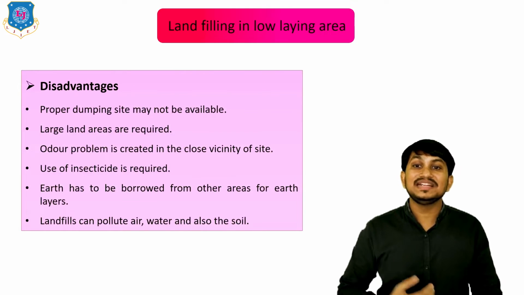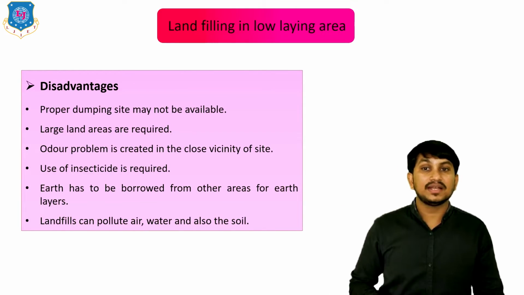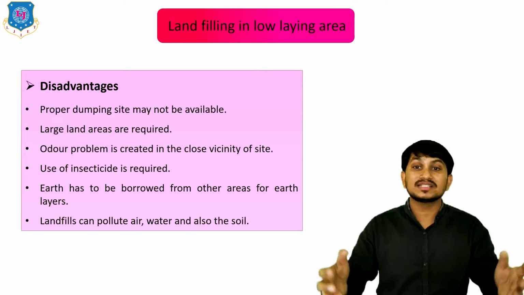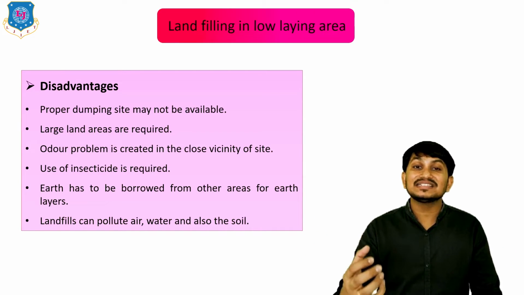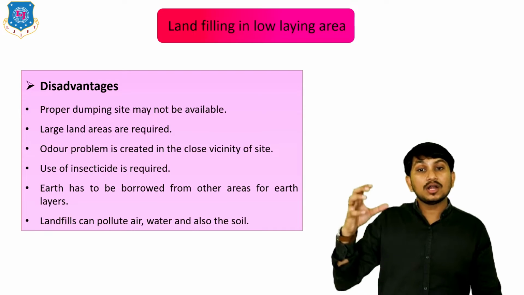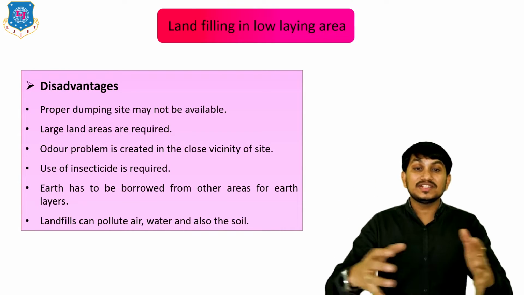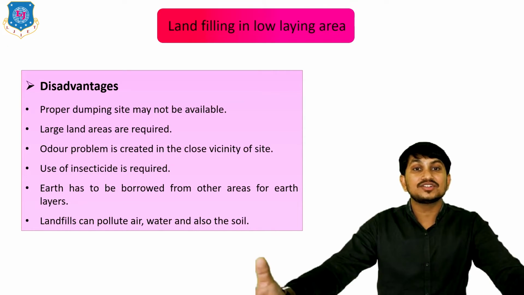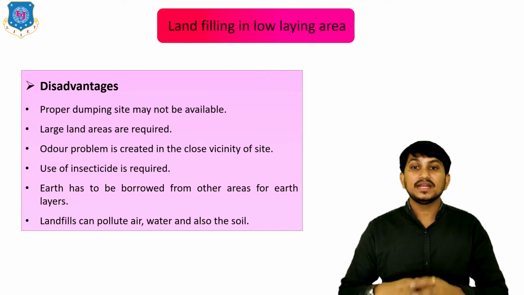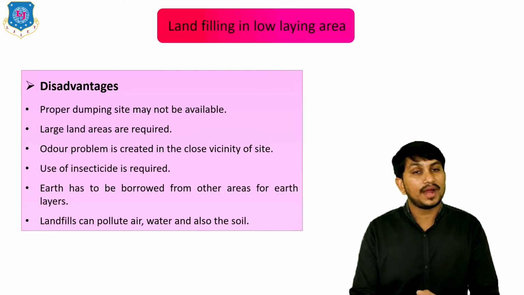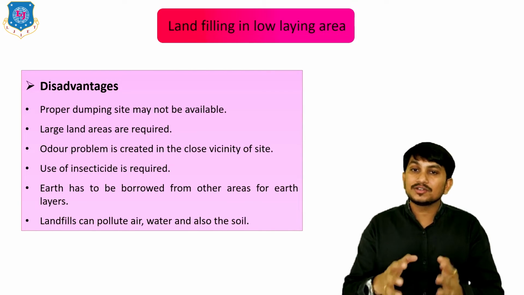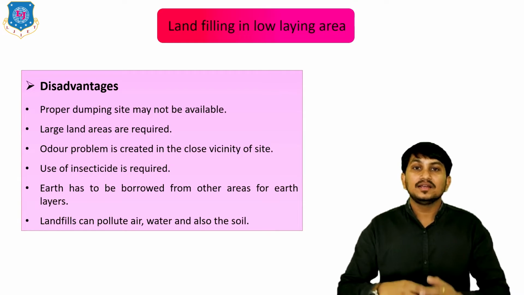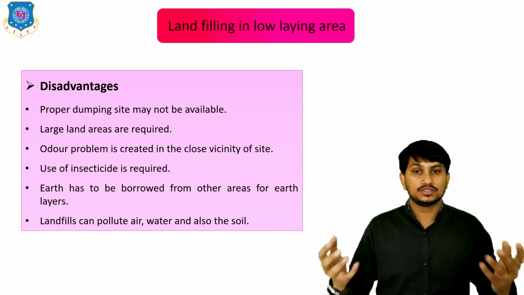There are also some disadvantages of this landfilling method. First, a proper dumping site may not be available in all cities. Large land areas are required. Other problems are created in the close vicinity of the site because the waste is spread over a large area. Use of insecticide is required. If you are not using insecticide at the landfill site, then various diseases flourish.